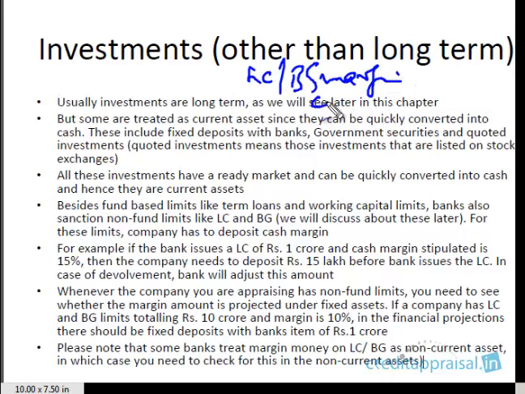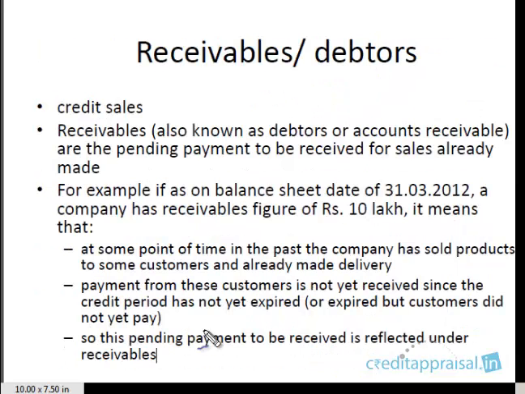This LCBG margin, cash margin, is usually a current asset, right? It is usually a current asset, but there are banks who treat it as a non-current asset. So please check with your bank guidelines exactly how your bank is treating them. Usually it is a current asset, right? Then we'll move on to the next item under current assets, that is receivables or debtors.